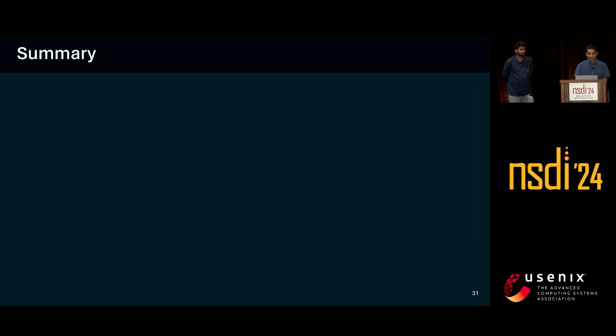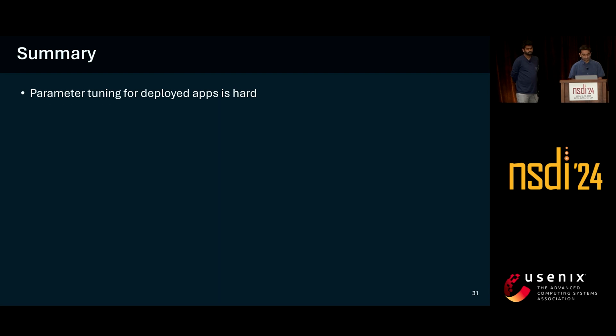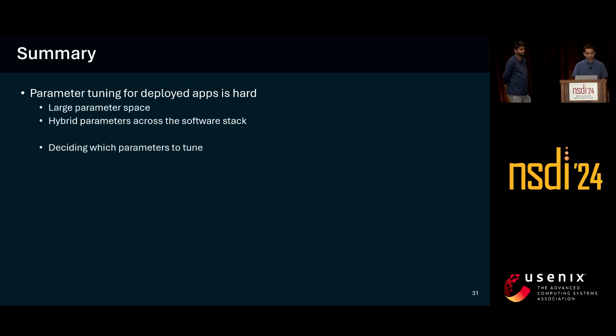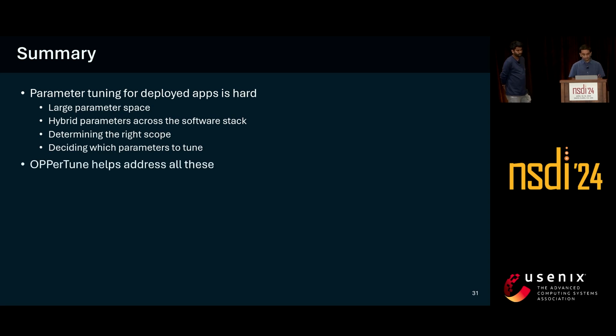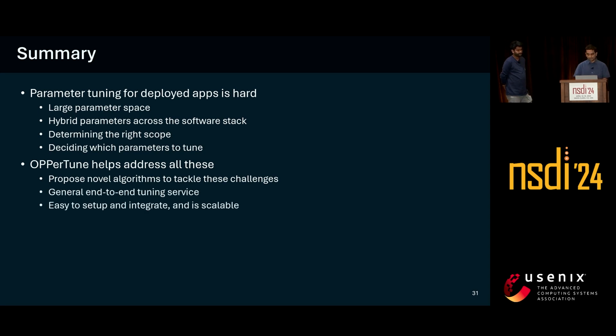To summarize, parameter tuning for deployed apps is hard for several reasons, such as the large parameter search space, the hybrid nature of parameters, determining the right scope for tuning and utilizing the context information, deciding the right subset of parameters to tune, and more. OPPerTune helps address all these. To do so, we propose novel algorithms that tackle these challenges and build a general end-to-end tuning service which is scalable, easy to use, and has been open sourced.